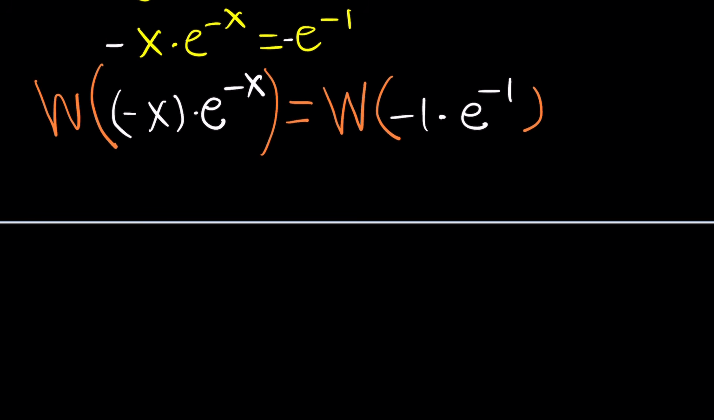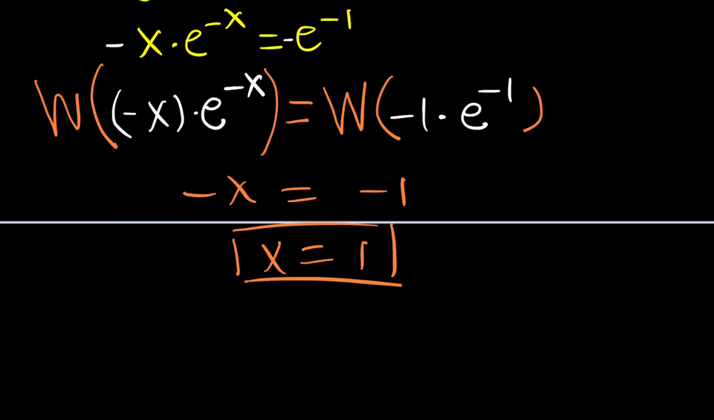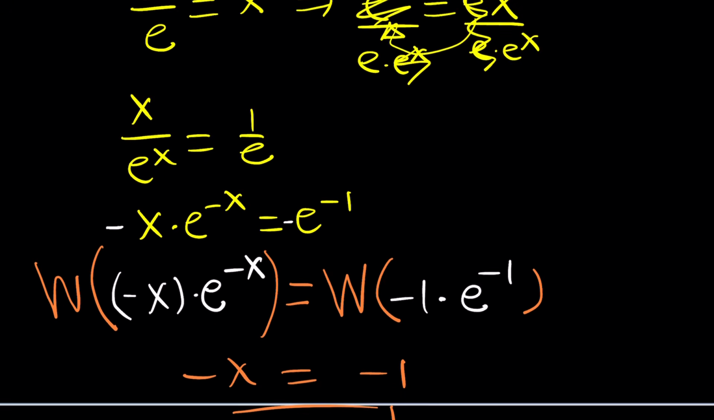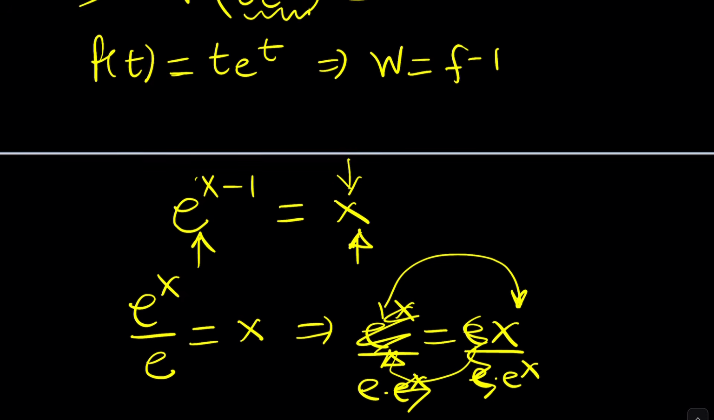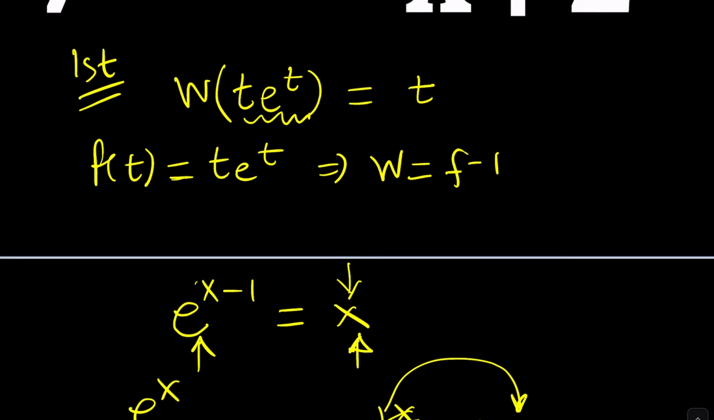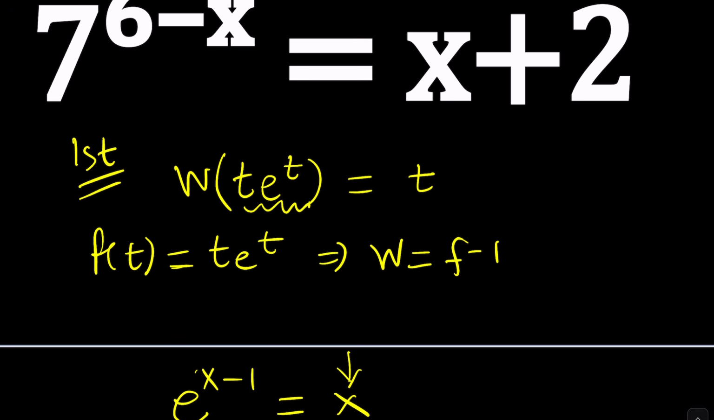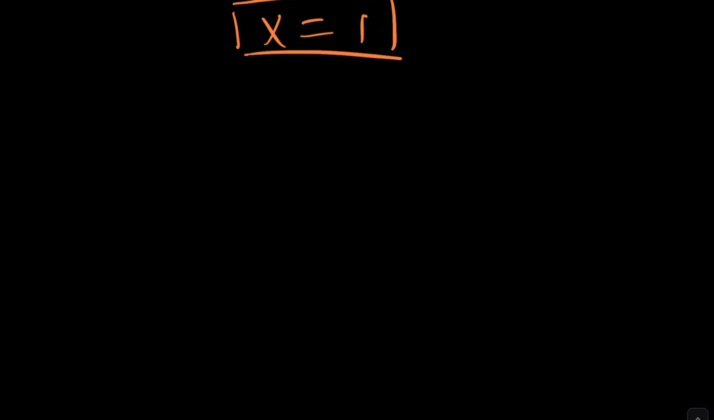When you apply W on t e to the t, you get t. So this is going to give you negative x. This is going to give you negative 1, which means x equals 1. So such a roundabout way to do it, right? Obviously. But I just wanted to show you how Lambert's W function works so you can hopefully test it out with this problem, okay? And the problem is 7 to the power 6 minus x equals x plus 2.